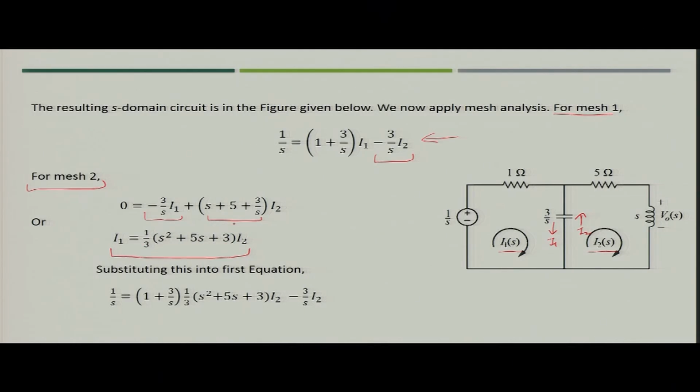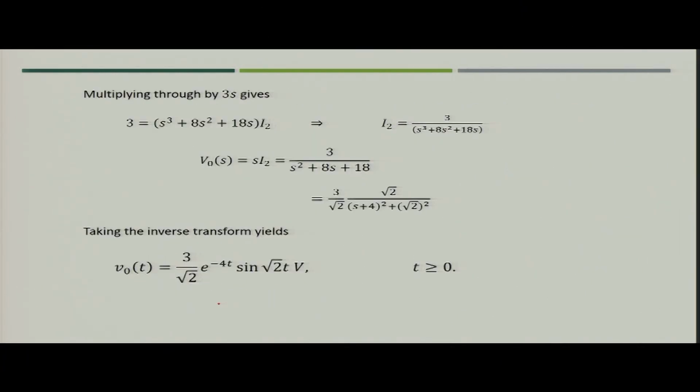Now, you have I1 in terms of I2, you will put the value of I1 in terms of I2 in this equation. So, you will get 1 by S equal to (1 plus 3 by S) into 1 by 3 into this term into I2 minus 3 by S I2. Now, if you simplify, what you will get? You will get this expression, that is 3 is equal to (S cube plus 8 S square plus 18 S) into I2. So, from this you will get I2 as 3 by (S cube plus 8 S square plus 18 S).